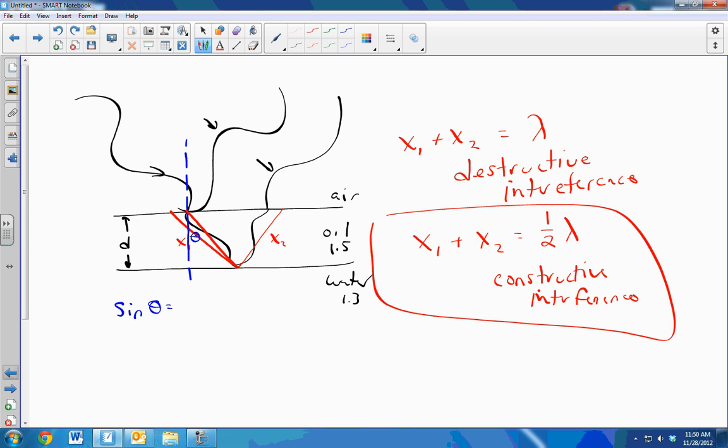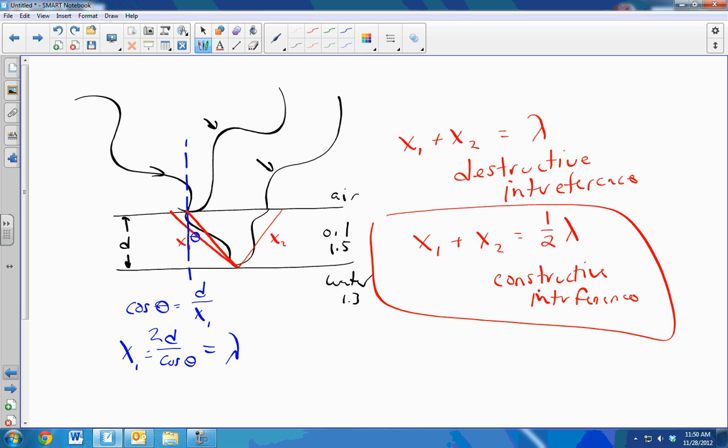sine of theta equals, oh no, cosine theta, huh? Cosine theta equals d over x1. So x1 equals d over cosine theta. Now, that's just for this example. x2 will be the same, so 2d over cosine theta. If that equals a wavelength or any multiple of a wavelength, then you get destructive interference.